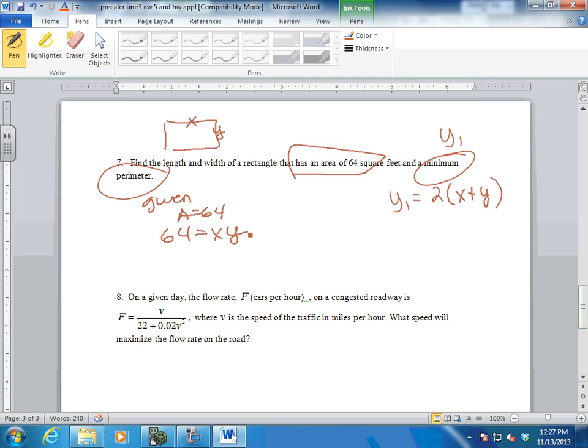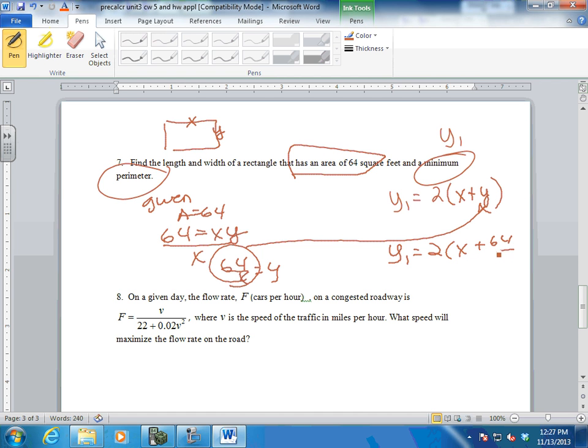So in order for me to put that in my y1, I need to substitute out my y. Divide by x. Divide by x. You guys got it. So take this and plug this right in there. Now, this is going to give you your minimum perimeter. Because this is a minimum, is this going to open up or down? Up. To get a minimum point, it has to open up.